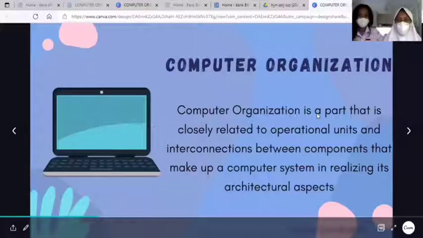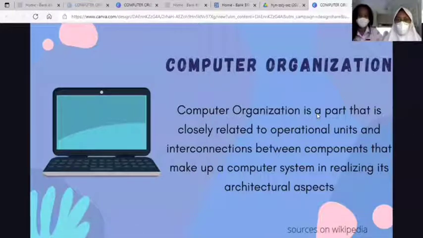Computer organization. Computer organization is a part that is closely related to operational units and interconnections between components that make up a computer system in realizing its architectural aspects.